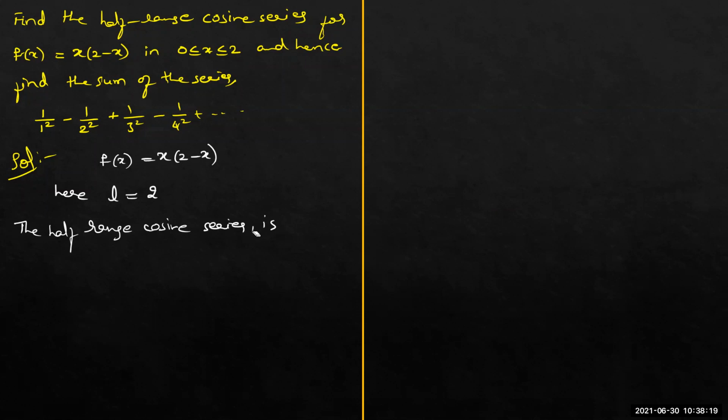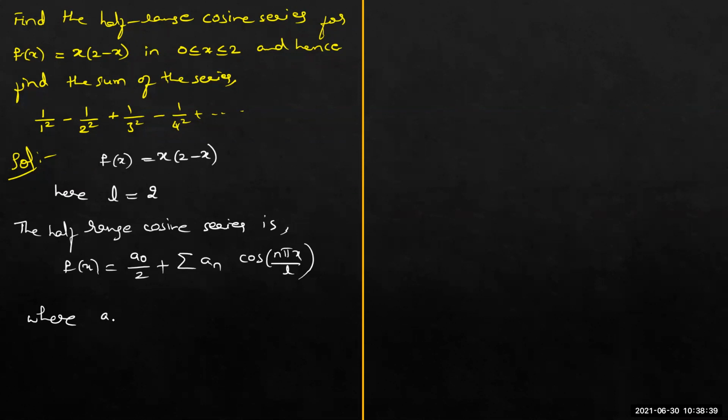it is, how much is it? You see, f(x) is equal to, because it is a cosine series, it includes only cosine terms, a0 by 2 plus summation an into cos(n pi x by L). Fine. So I'm just calculating these two Fourier coefficients.